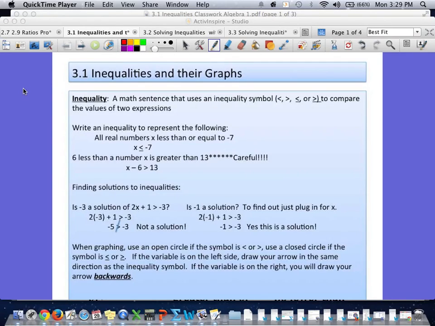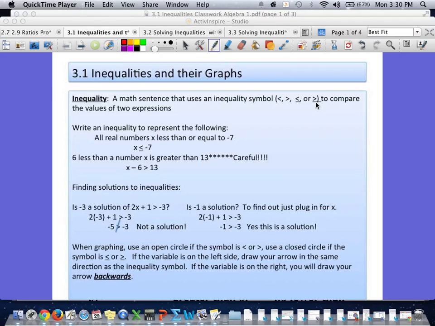3.1 Inequalities and their graphs. An inequality is a math sentence that uses an inequality symbol such as less than, greater than, less than or equal to, or greater than or equal to to compare the values of two expressions. When we write an inequality to represent the following, you'll be using those symbols.